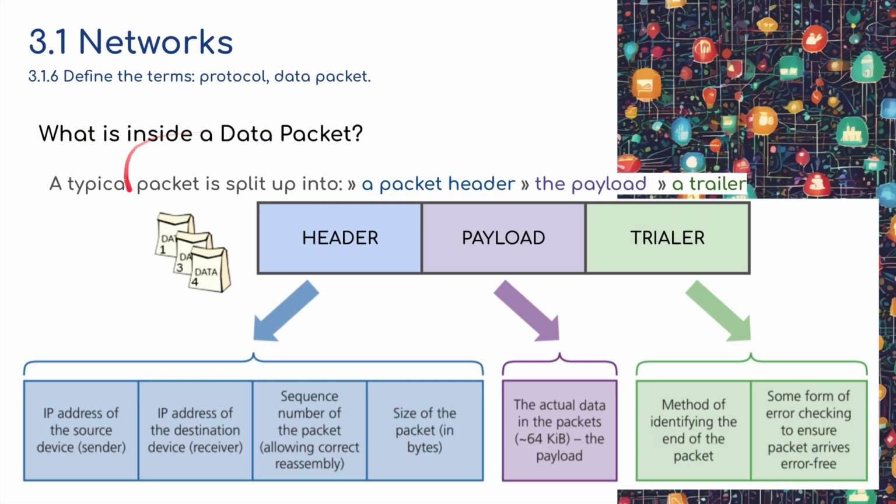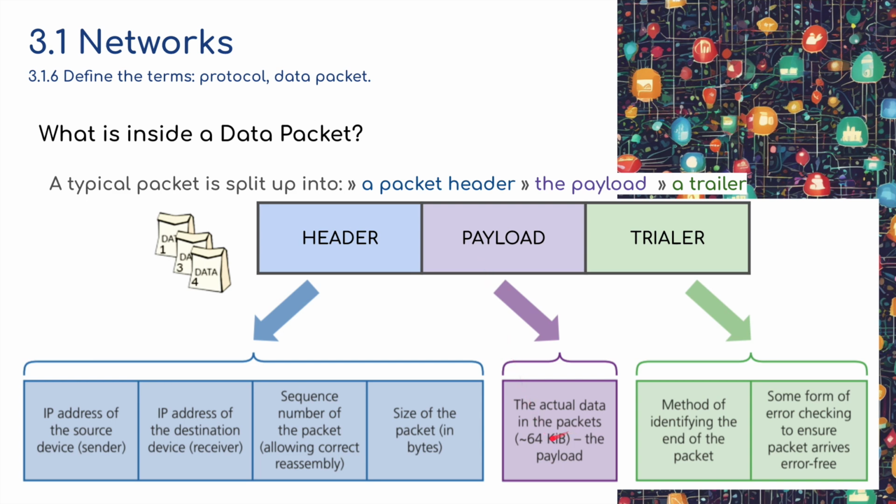A data packet can be broken up into 3 parts: the header, the payload, and the trailer. Okay, so a little bit like a lorry. You've got the header where the driver sits, and in that we've got the IP address where it's coming from, where it needs to be picked up from, the receiver where it's going to go to, the sequence number of the packet before it gets reassembled, and the size of the packet, how big is the amount of data in that particular packet. Okay, so that's the header.